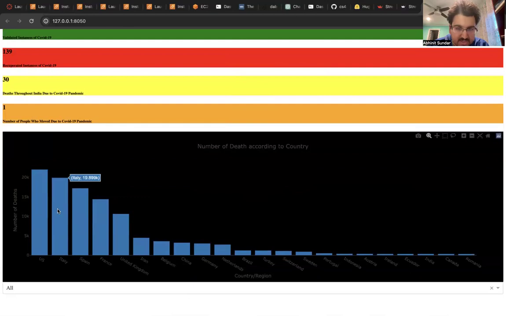And I have created a comprehensive bar chart of all the countries across the world, like US, Italy, Spain, France, United Kingdom, Iran, Belgium, China, Germany, Netherlands, Brazil, and our very own India. And I have managed to create a scale with the x-axis being country/region and the y-axis denoting the number of deaths. So the number of deaths according to a country is displayed through this bar chart.